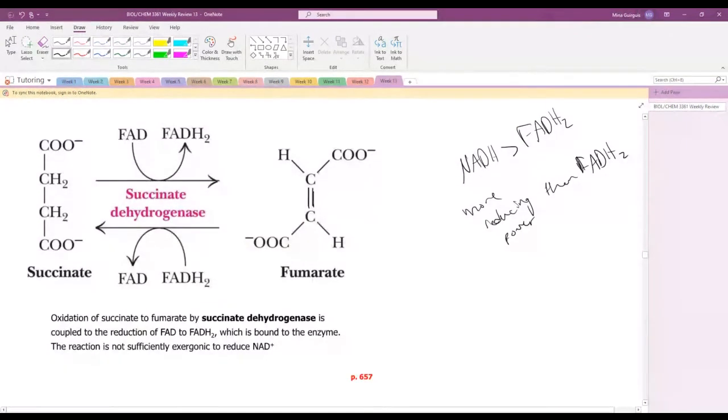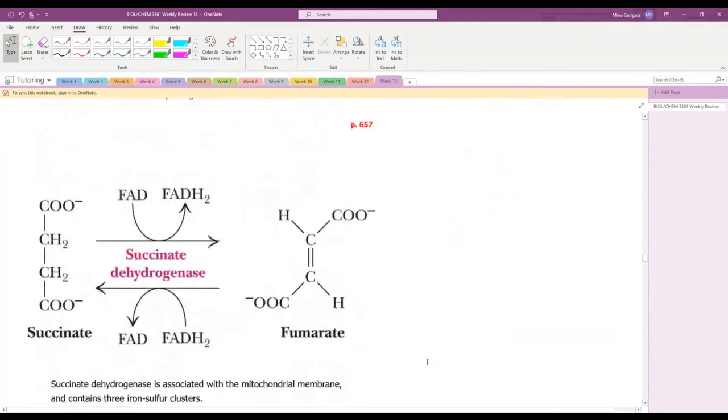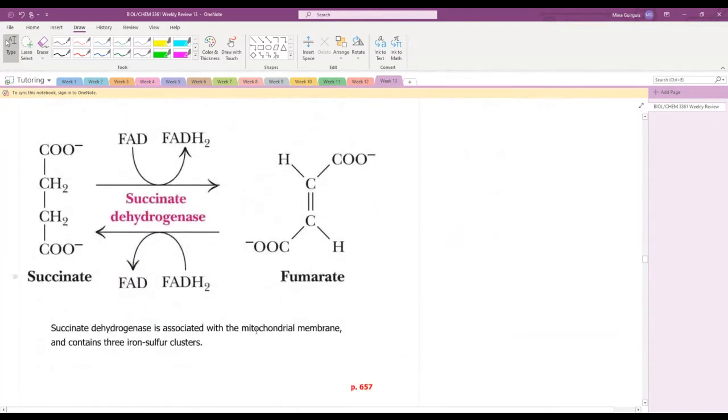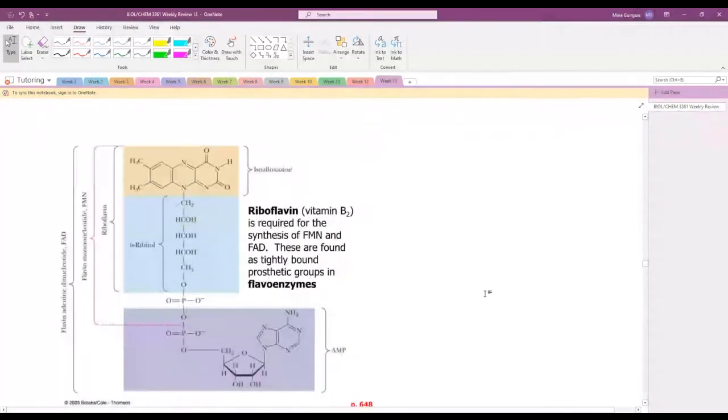We've got a double bond here. We've got a carboxylic acid here. This thing is very polar. And so there's so many polar bonds pulling every carbon in every direction, and it makes it pretty unstable. Okay, and it's associated with the mitochondrial membrane and contains 3 iron sulfur clusters. That's a little bit of background.